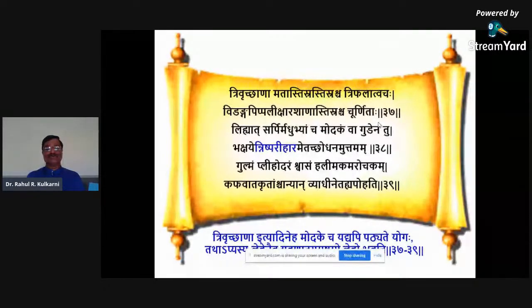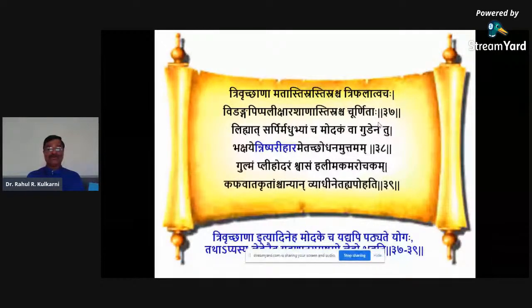Trivrut churna three shana, trifala three shana, tvacha three shanas, vidanga, pippali, kshara all in three shanas, in equal proportion, and churna has to be prepared. If this churna is given for lehana with sarpis and madhu, or if modaka has to be prepared with guda, what he said is twice the guda has to be added and modaka has to be prepared.